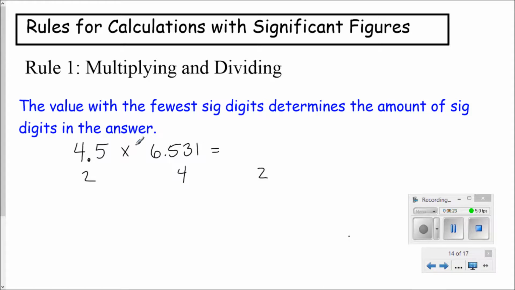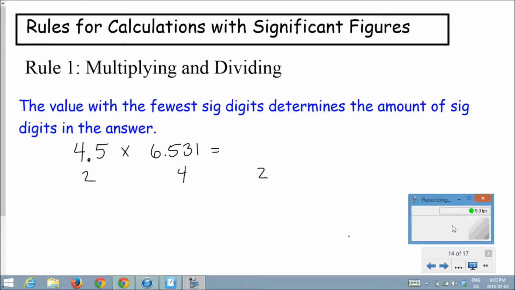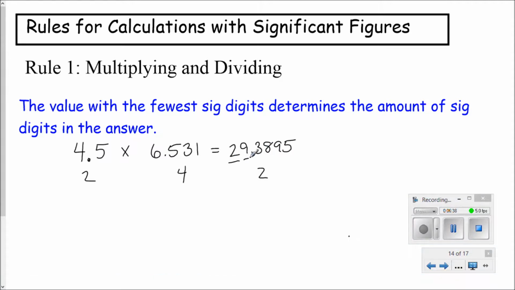What I would do is just calculate quickly in my calculator, and then round my answer so I have 2 significant digits. Now this is the answer that I get in my calculator, but I can only have 2 significant digits. So I have to round to these 2 numbers. In this case, I have to eliminate all of this, and we can just round down, and our answer is 29. So we can only be as precise as our least precise measurement, which only has 2 significant digits. So our answer must have 2 significant digits as well.